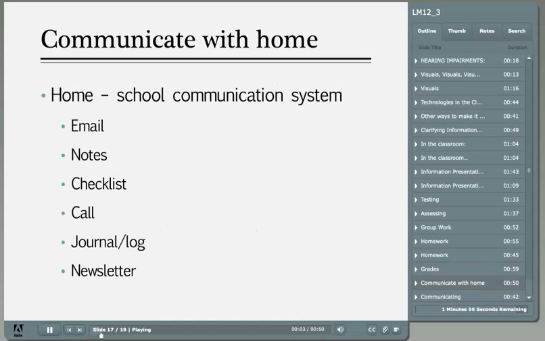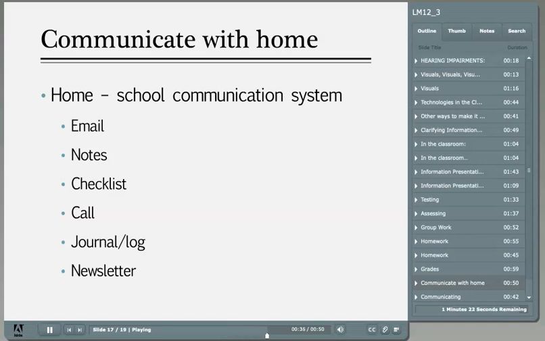Communication with home is just as important with the student who is deaf or hard of hearing as it is with any other student in your class. And we've talked a lot about communication with families over the course of the semester. Remember, some students or their parents require more communication than others. There are many forms that this communication can take. As I'm sure you're aware, several means of home-school communication could include email, notes back and forth, checklists, phone calls, logging in a journal, or a newsletter.